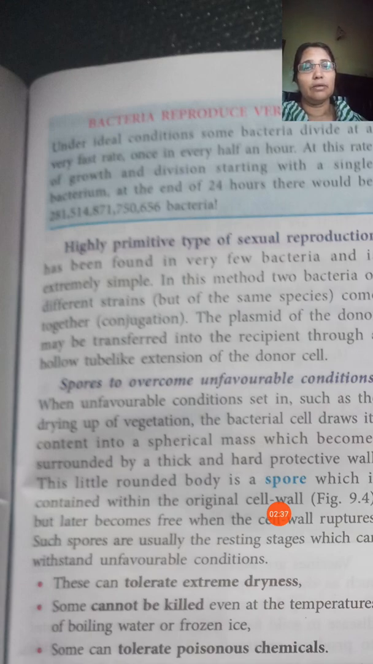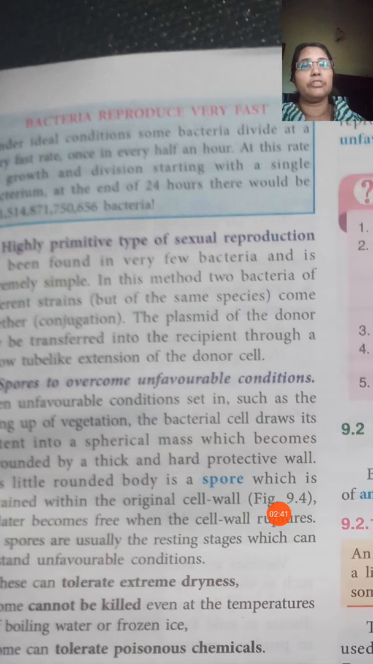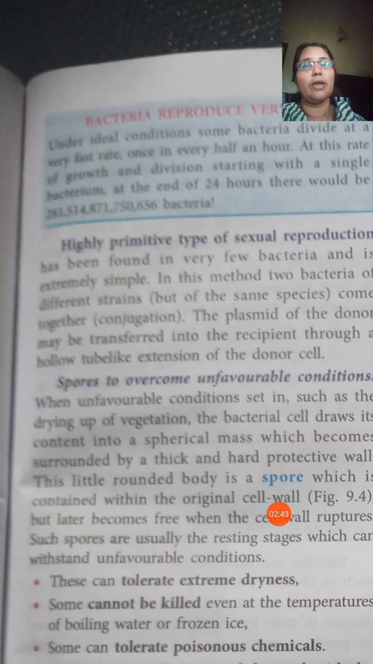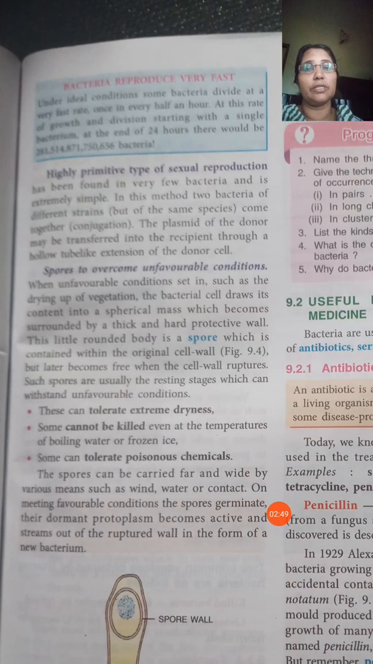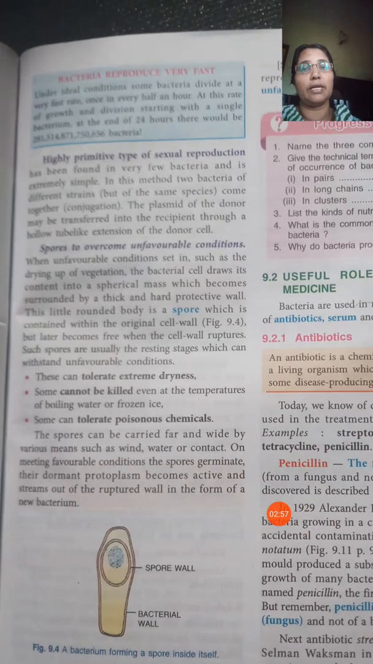But if all the conditions are favorable, a single bacterium may divide, and you can read how much it may be produced in the environment. A single bacterium can multiply into this large number you can read. Then another type of reproduction, that is sexual reproduction, is also seen in bacteria.